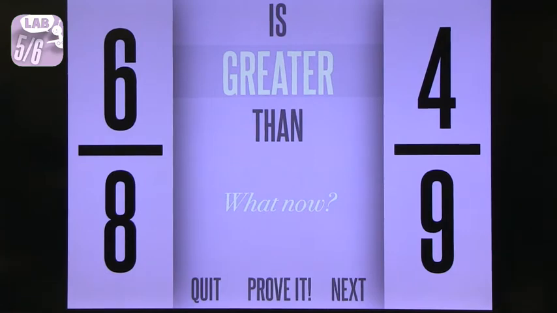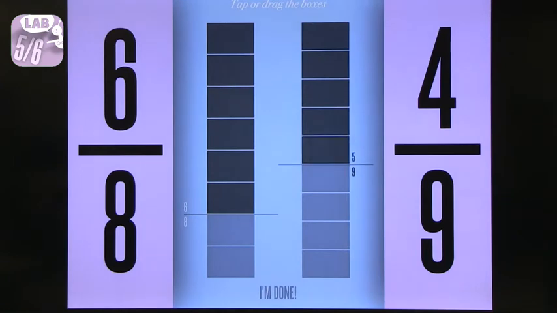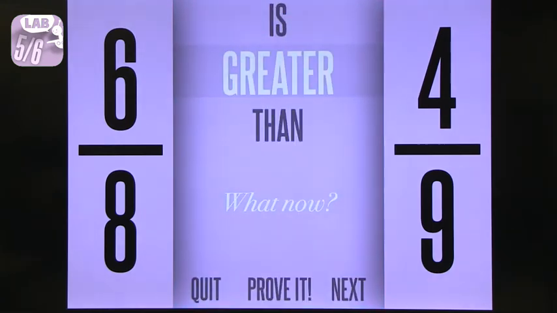Or, and this is important, you can prove it. So what you do is you actually look at those divisions on the board, and I've got 6/8 on one side and 4/9 on the other, and that's how you can see that the 6/8 is actually greater than the 4/9. That's much simpler to do when you can actually see those different fractions and see that you're right, or even if you were wrong, see why you were wrong.